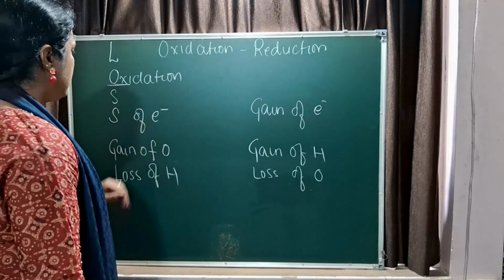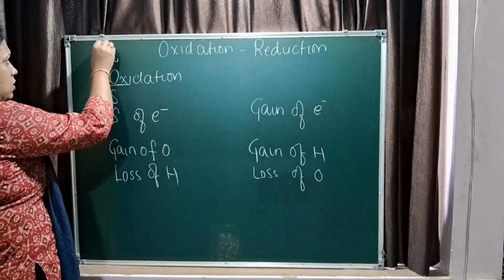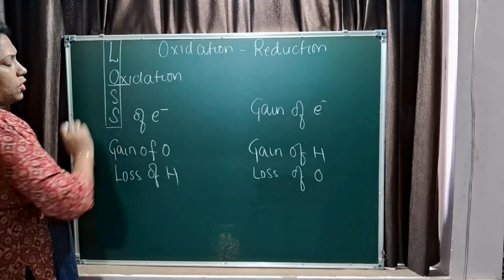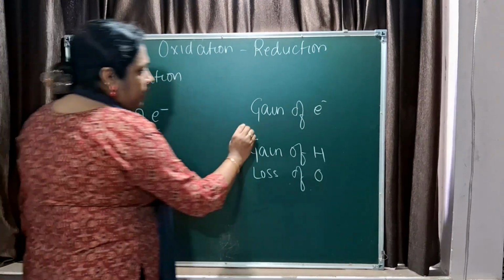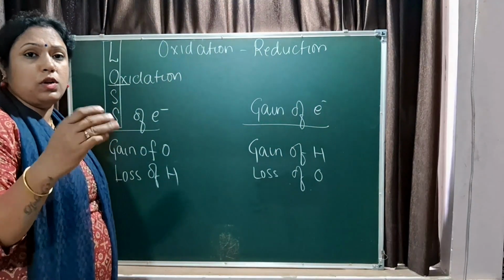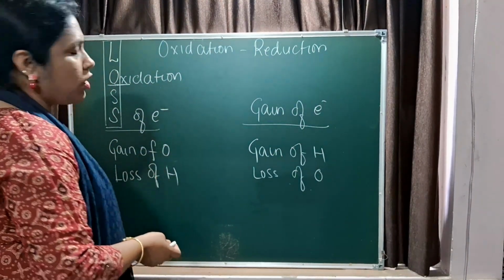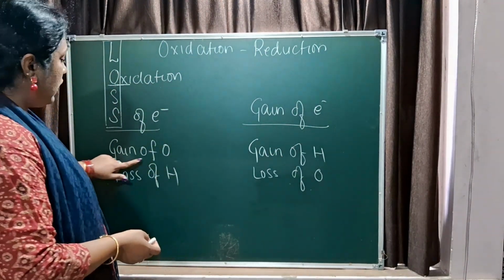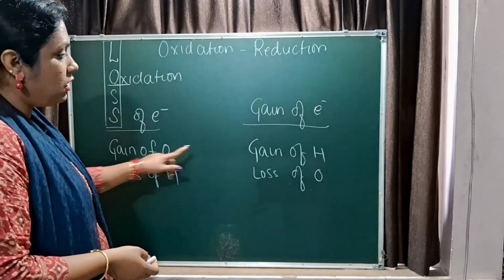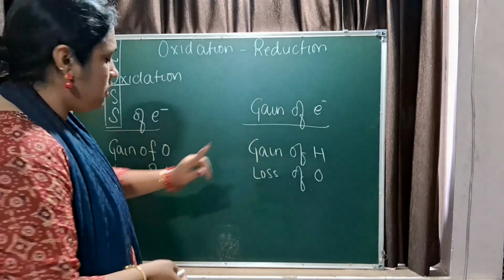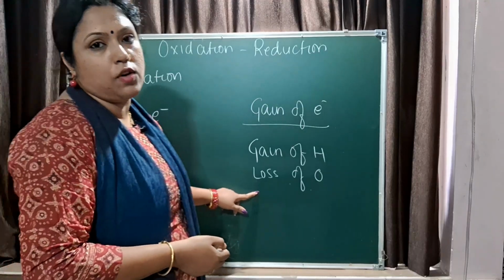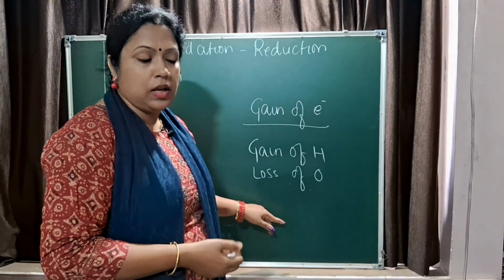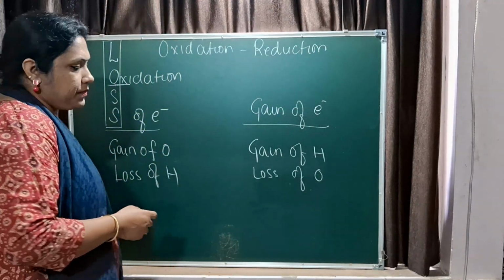Right. So if you remember this, loss is for oxidation, that is loss of electrons, and gain of electrons is reduction. And if you don't have to talk about electrons, we talk about oxygen and hydrogen. So gain of oxygen is oxidation, gain of hydrogen is reduction, loss of hydrogen is also oxidation, and loss of oxygen is reduction. Now let us see some examples.